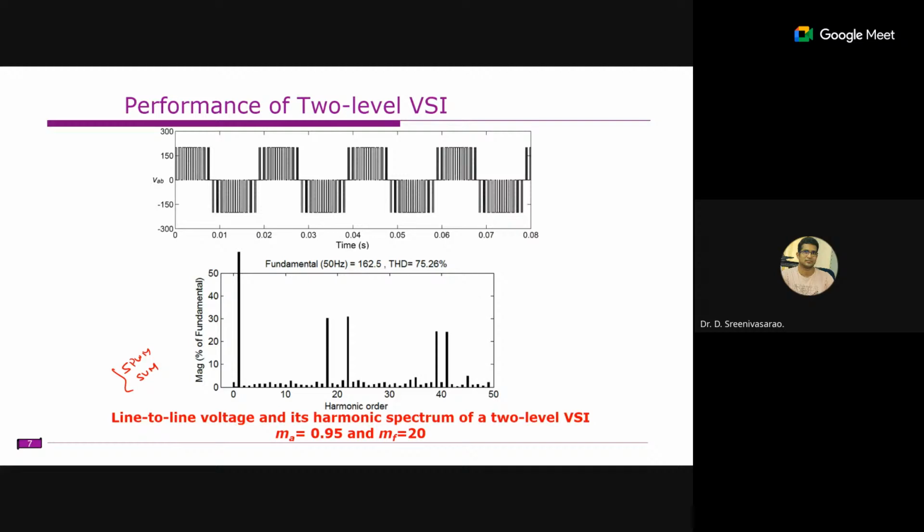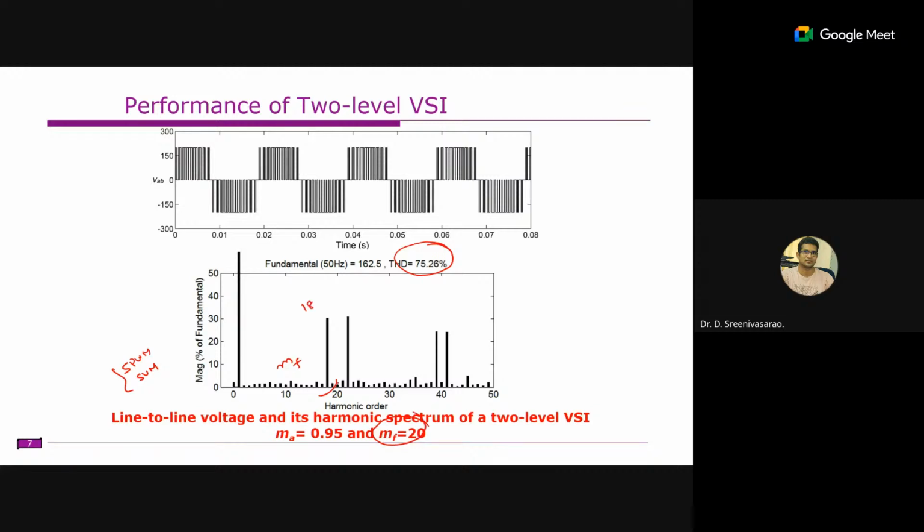If you are using the conventional sinusoidal PWM technique, you can see a huge value of THD here, and we also have sideband harmonics centered around the frequency modulation index MF. If MF is selected as 20, we have 20th order harmonics.